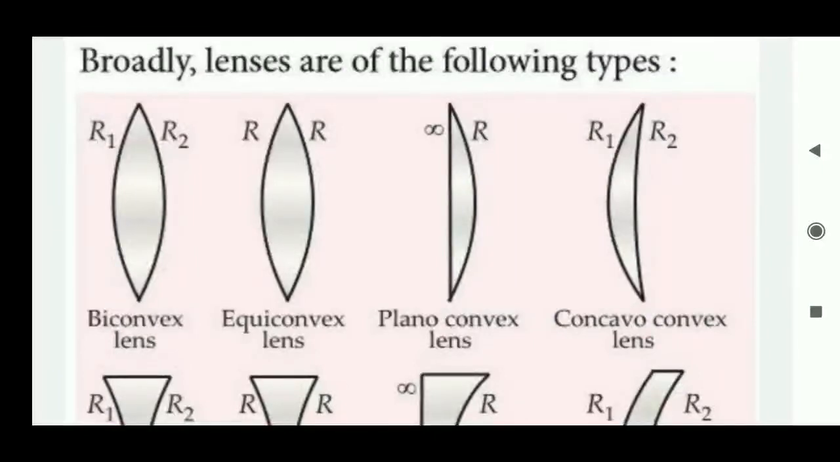Suppose on one side the surface is flat, which means the radius of curvature is infinite. That is what we call a plano-convex lens. And the fourth one is a concavo-convex lens. That means here you see R1 is convex, R2 is concave. But here the radius of curvature R1 is less than R2, which means convex is dominating over the concave radius of curvature R2. That's why this is a concavo-convex lens. Convex nature is dominating here.